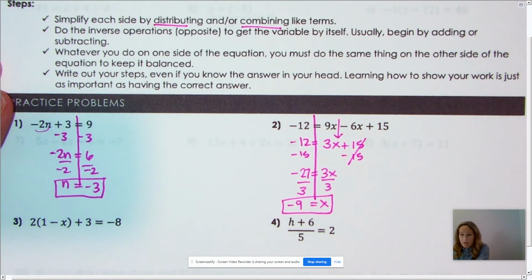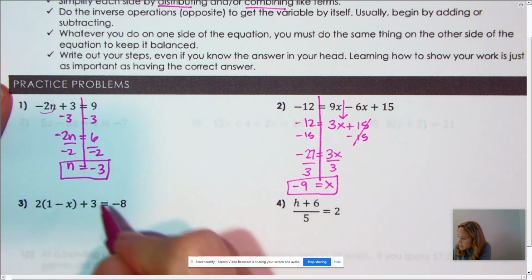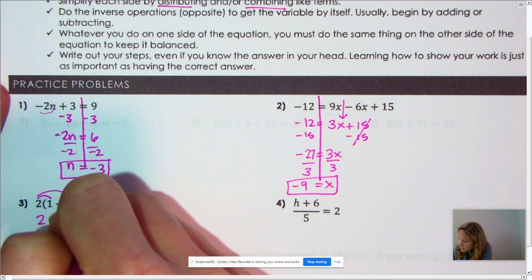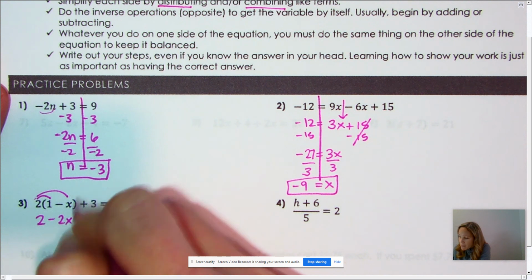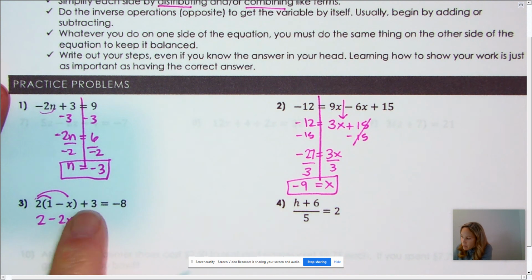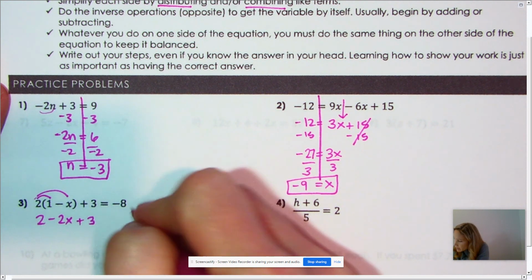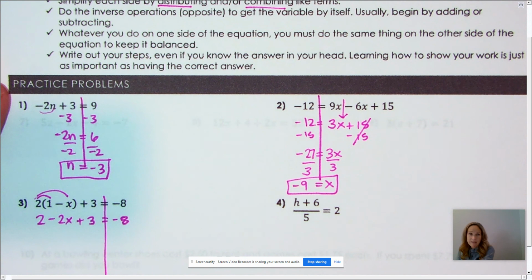Okay, question number 3. We've got a little bit more work to do on this one. So first step would be distribute. So I have 2 minus 2x, 2 times 1, 2 times x. Then I copy the plus 3. It's not being multiplied by the 2 because it's not inside the parentheses. So that's why I just copy it. Equals -8. Remember, this is where my equation balances.